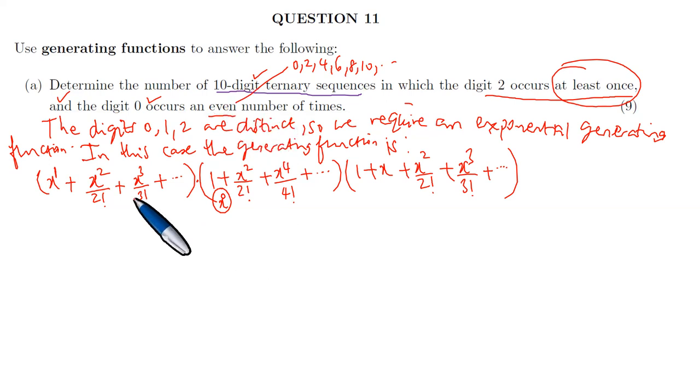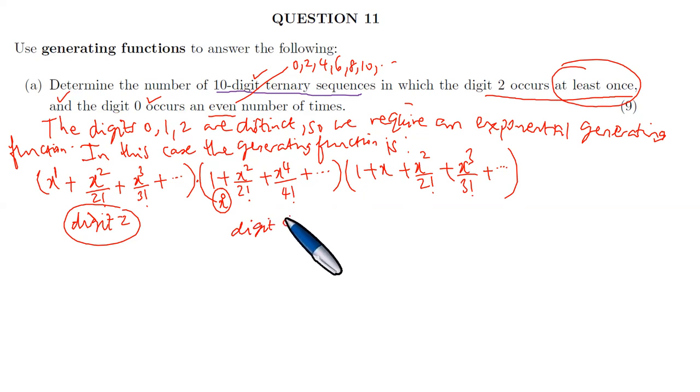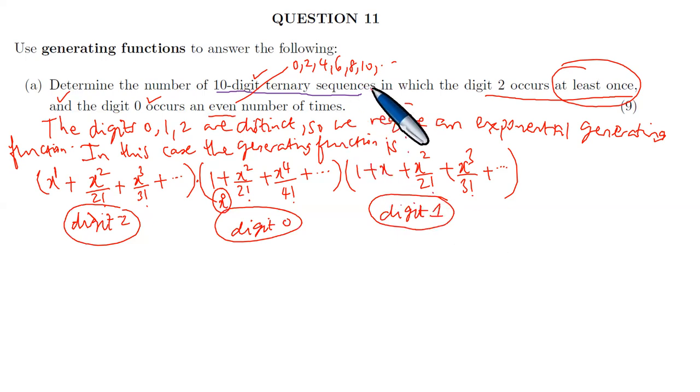So this one takes care of what? This one takes care of the digit 2. It was mentioned first. This one takes care of the digit 0. This one takes care of the digit 1, because we're dealing with ternary sequences, and ternary sequences have zeros, ones, and twos.